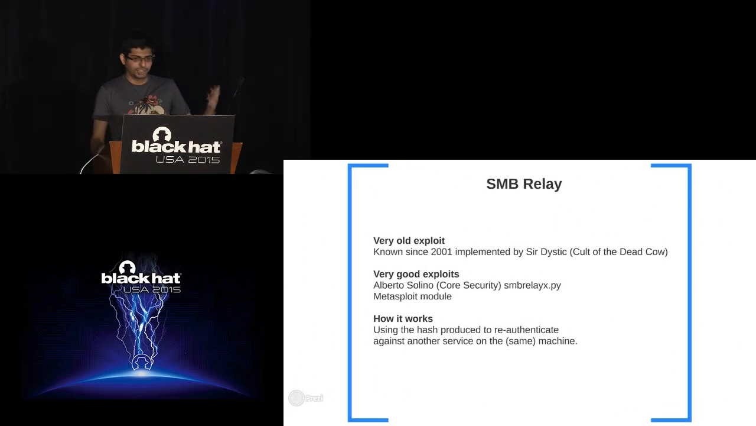SMB Relay, which I actually showed you in the demo today, is basically a really, really old exploit. It was found 14 years ago, in 2001, by Sir Dystic of cDc. The tool that I showed you right now is basically from Core Security. It's SMBRelayX. You can download it online. There's a Metasploit module, so skiddies can use this. Fantastic. What it does is basically replay a hash from one machine to another machine, and that's about it. It authenticates using that.